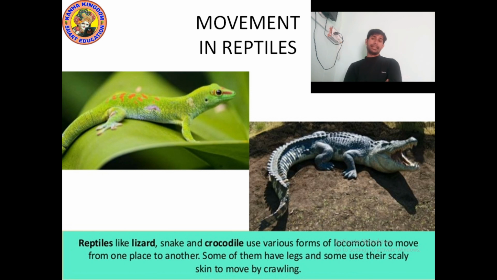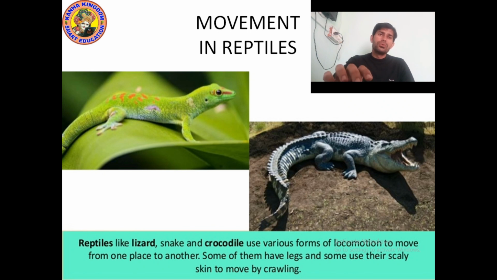So you can see the picture of a lizard, and you can also see the picture of a crocodile. Yes, they are actually reptiles. So reptiles like lizard, snake, crocodile. A snake is also a reptile. We will study in detail about the snake. Don't worry, we will see some characteristics of snake also.